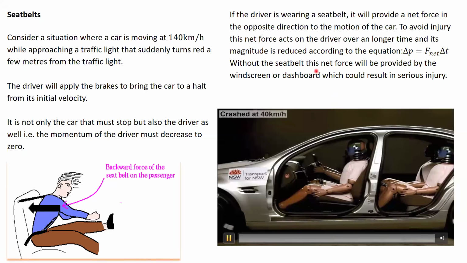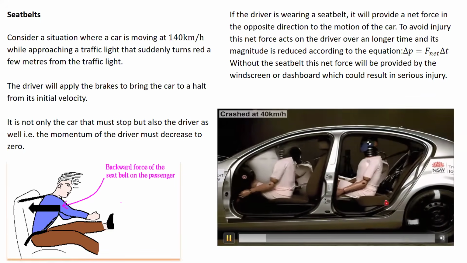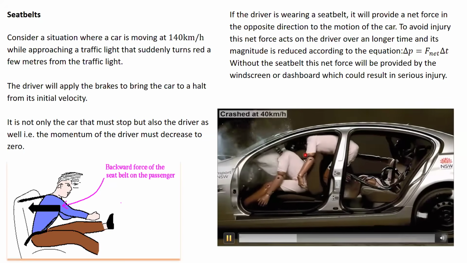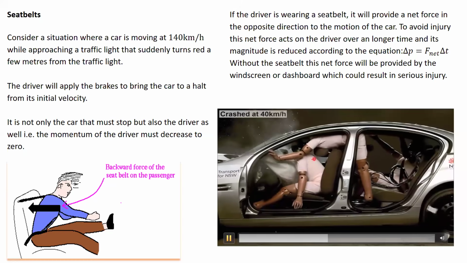Without the seat belt, this net force will be provided by the windscreen or dashboard, which could result in serious injury or eventual death in the worst case scenario. Like this one here, no seat belt. Look at what stops him: the next chair, and that exerts a force on him, and it will affect him eventually.